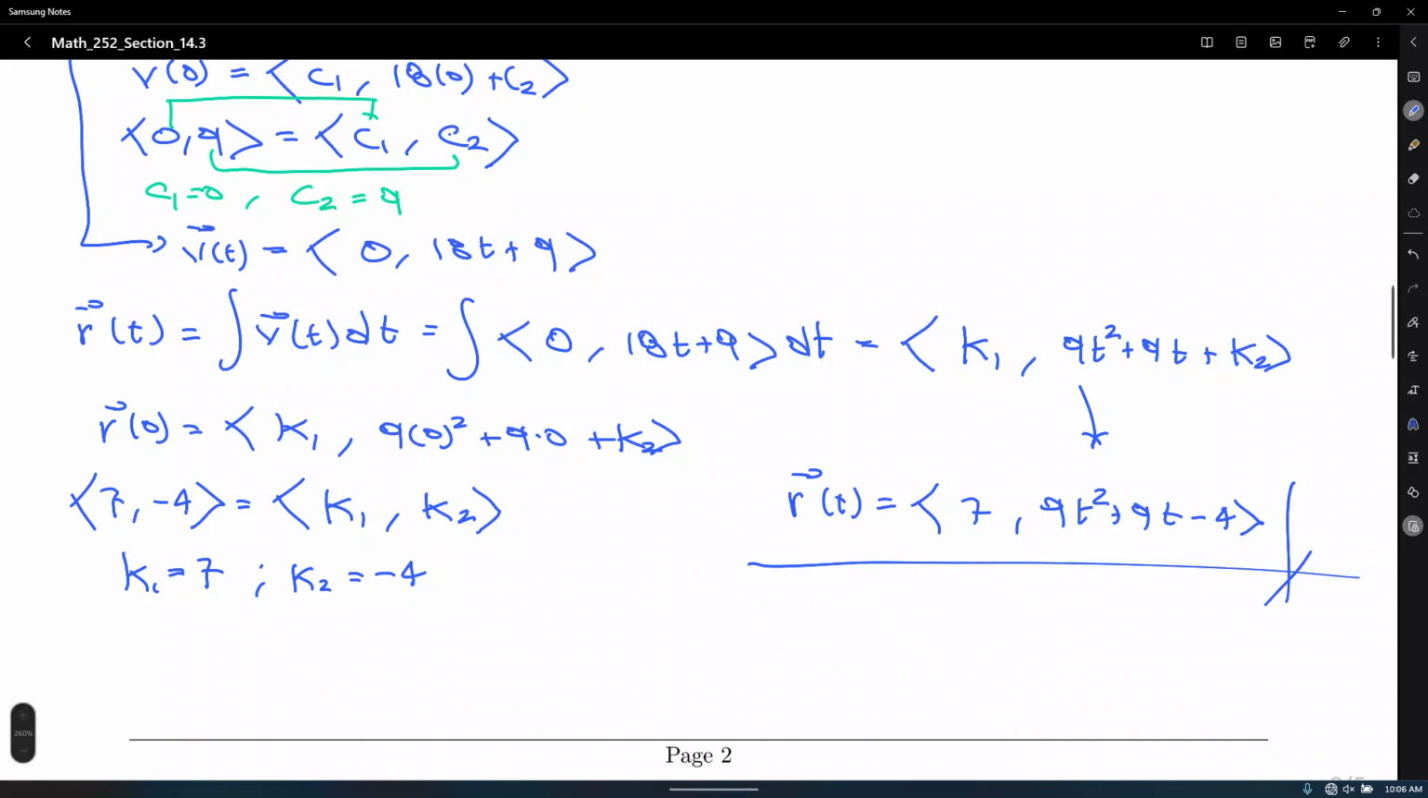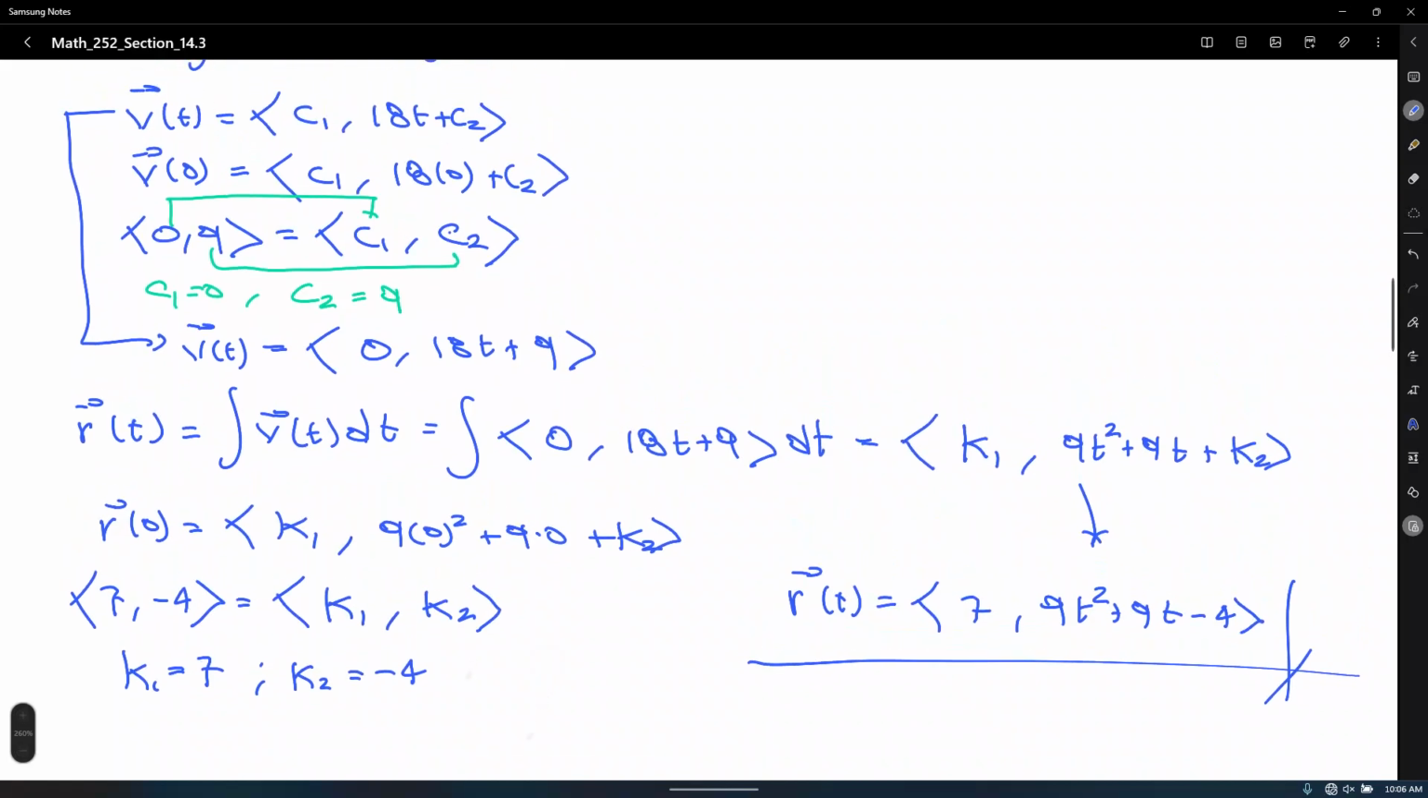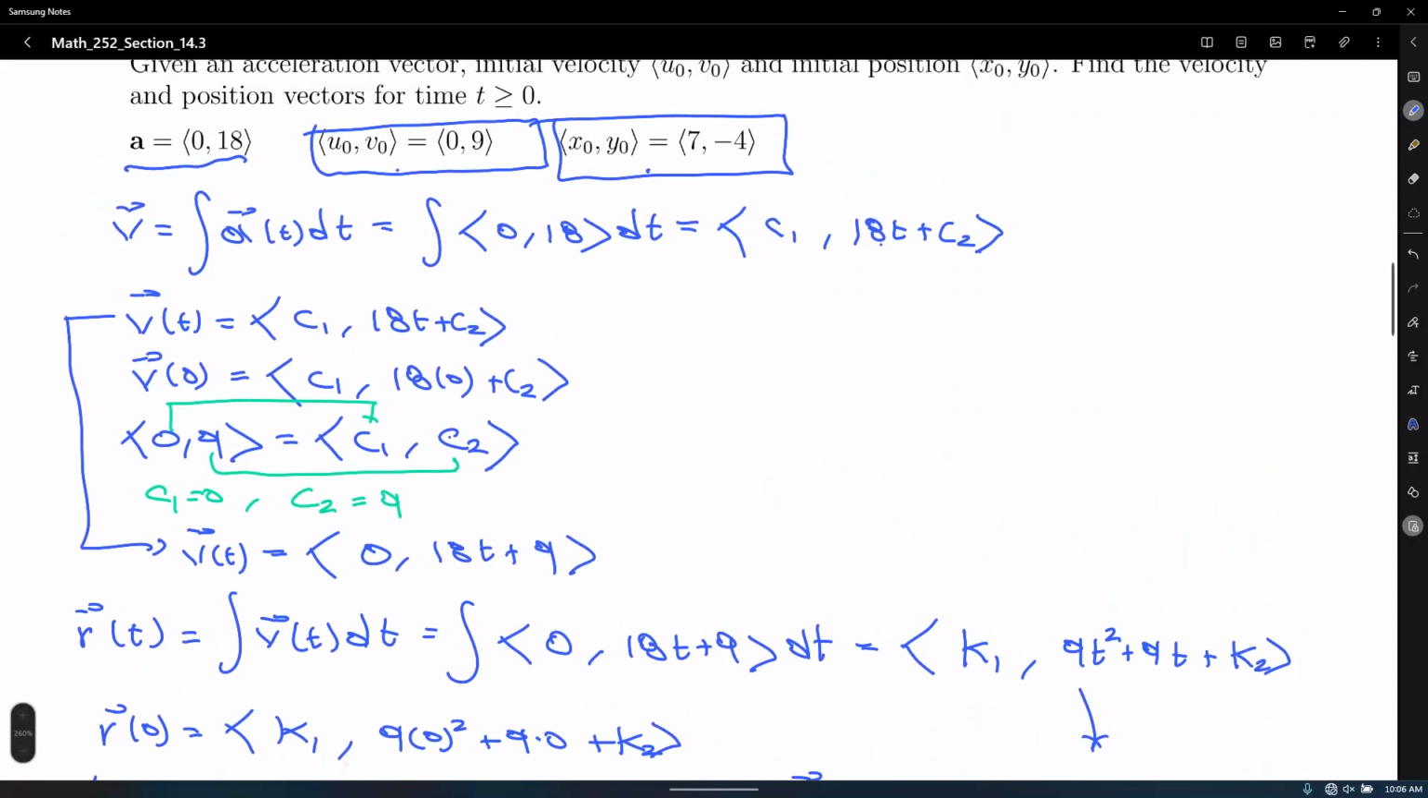Now, take the first derivative and then the second derivative of this. You should get the original vector. What is that? 0, 18, right?